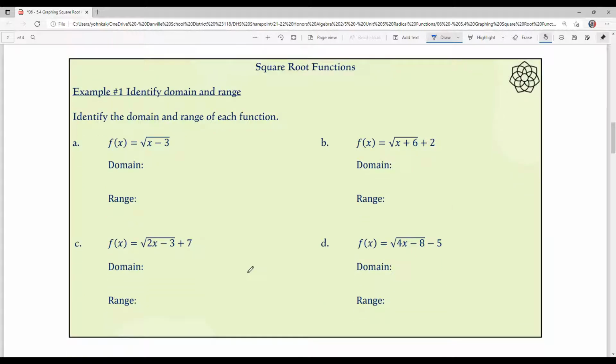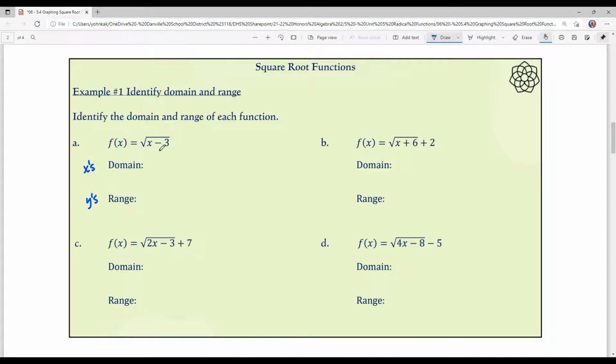So first thing we're going to talk about is domain and range. Identify the domain and range of each function. So if I were to look at f of x equals square root x minus 3, the domain is everything that makes the function able to get an answer when you plug in a value for x. So the domain is all the x's and the range is all the y's.